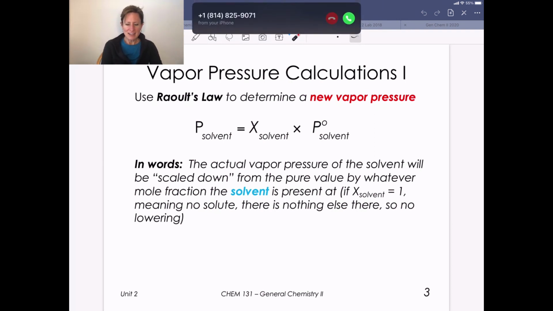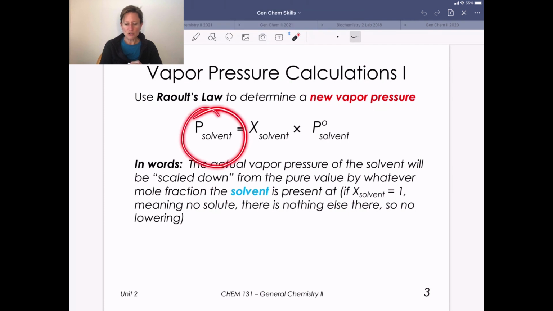It's telling us that the actual vapor pressure of the solvent is going to be scaled down from our pure value by whatever the mole fraction of solvent that we have. And I know sometimes looking at equations can be kind of crazy. So let's see if we can make sense out of this. We talked about vapor pressure lowering. So this fraction is always going to be, let's say, between 0 and 1. We're talking about the mole fraction of solvent.